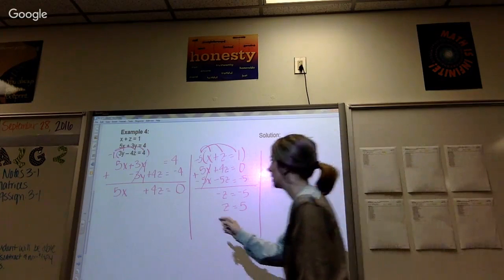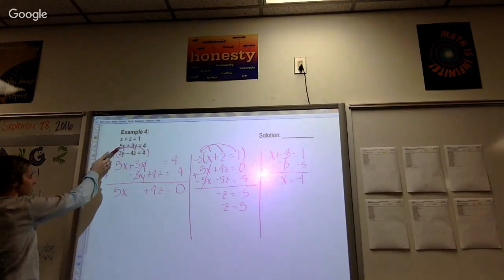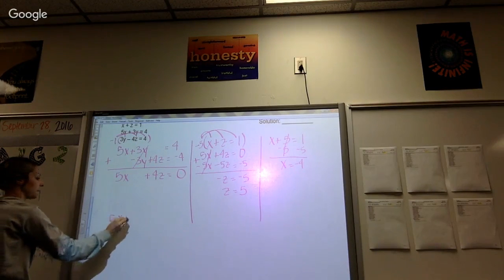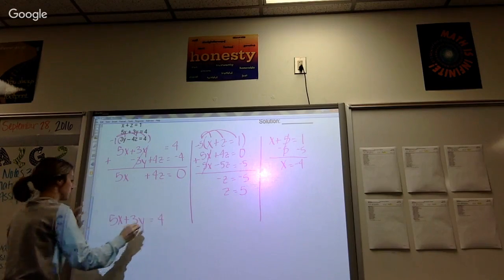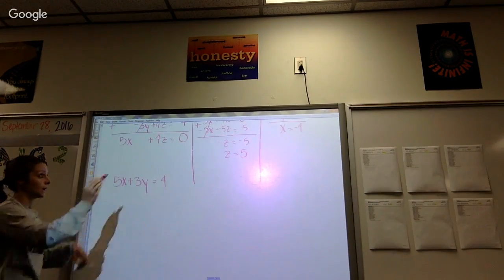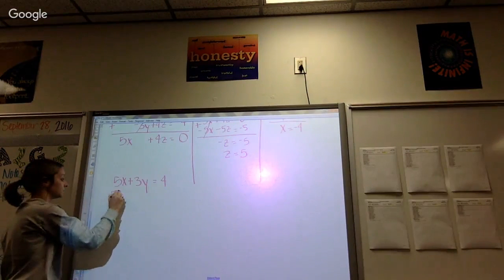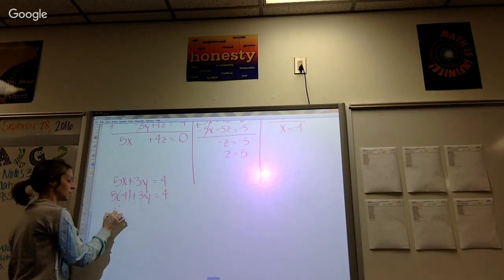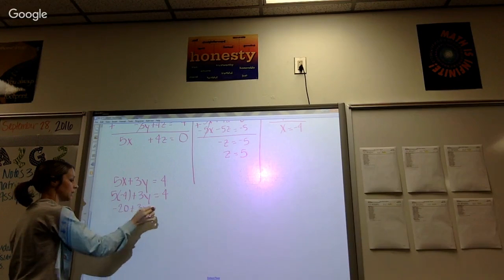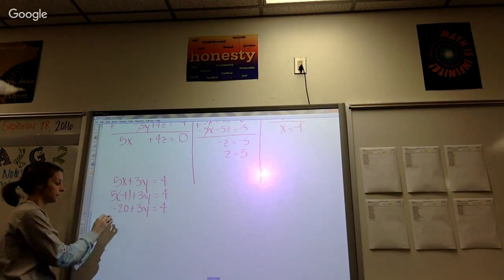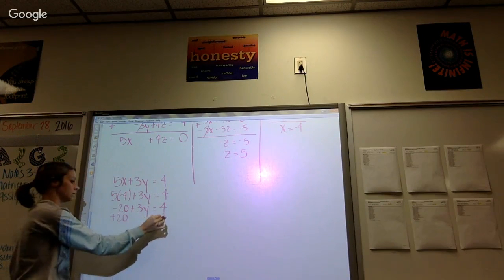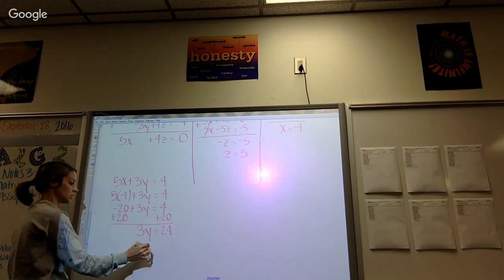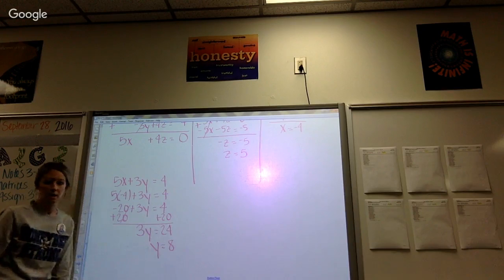So if you look back, we can't use this first one because there's no y, but we can use the second or third. I'll just use the second one to find y. So I know x, I just found it to be negative 4. So that's negative 20 plus 3y equals 4. Add 20. You end up with 3y equals 24, so y would equal 8.